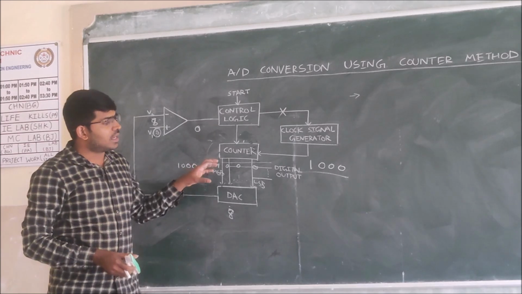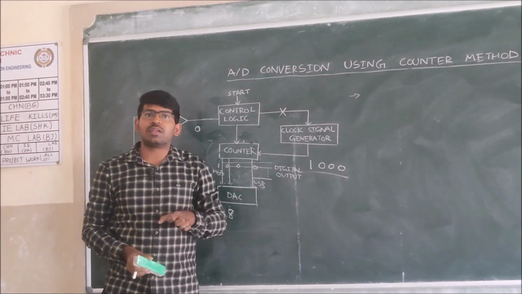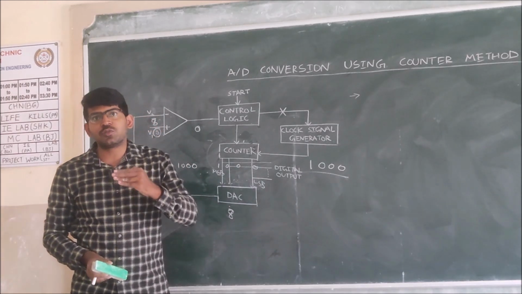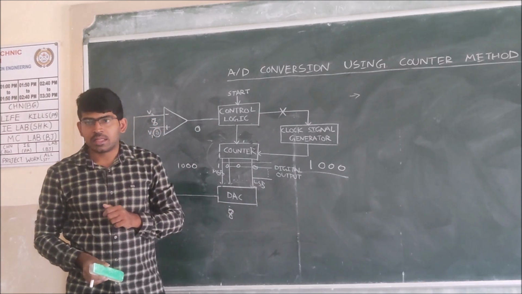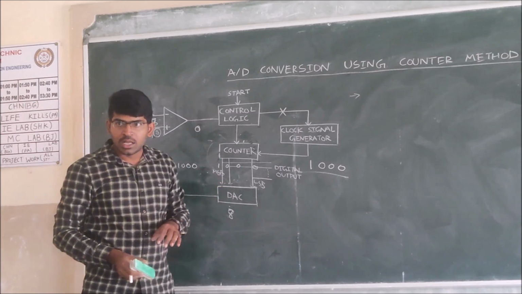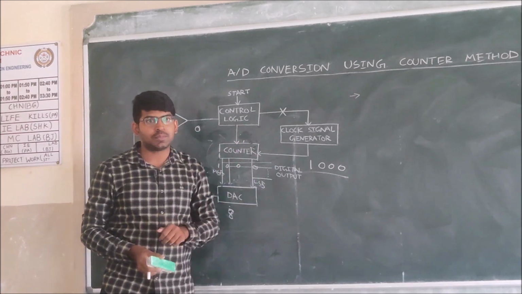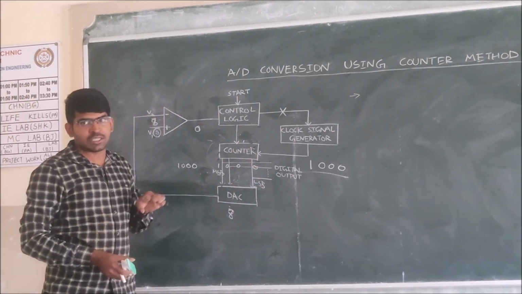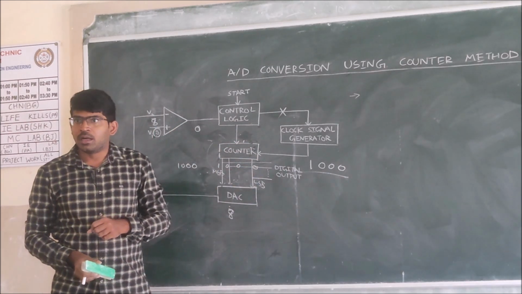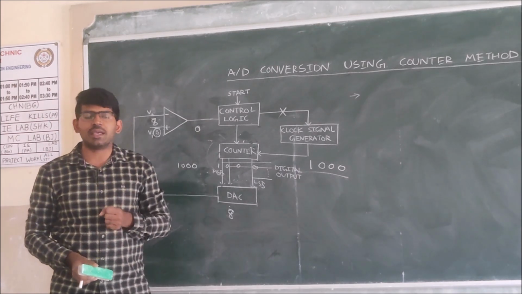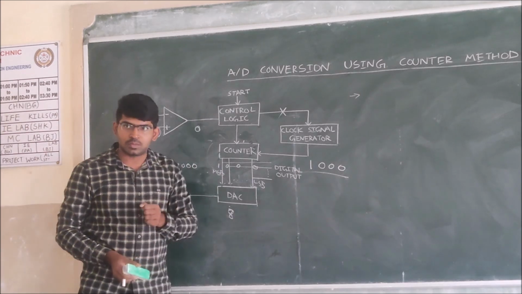Similarly, the disadvantage with the counter method is that it works very slowly because it works with a step-by-step procedure. That is the disadvantage. But the operation works in a loop, in an iterative manner. It is very simple in construction, that is the advantage. But the disadvantage is it takes more time to generate the digital value.